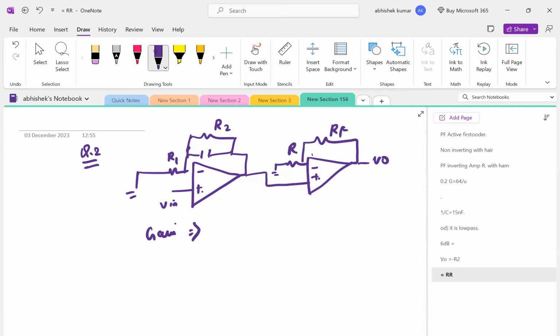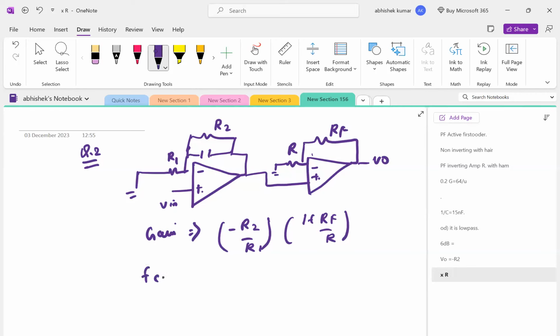So can you tell me what is the gain of the overall circuit? Yeah, it will be minus R2 by R1 multiplied by the second one, 1 plus RF by R. First one is minus R2 by R1, and the second one is 1 plus RF by R. Any doubt? Yes, clear. Now they have given you cutoff frequency.